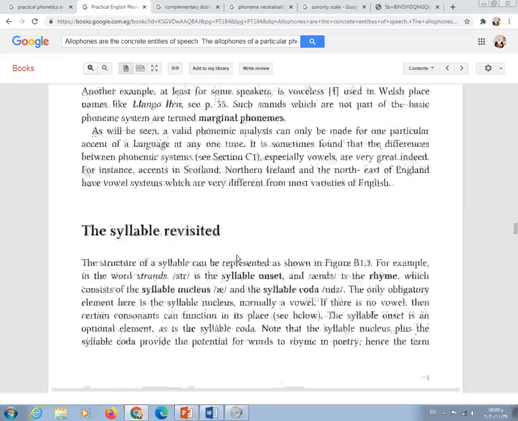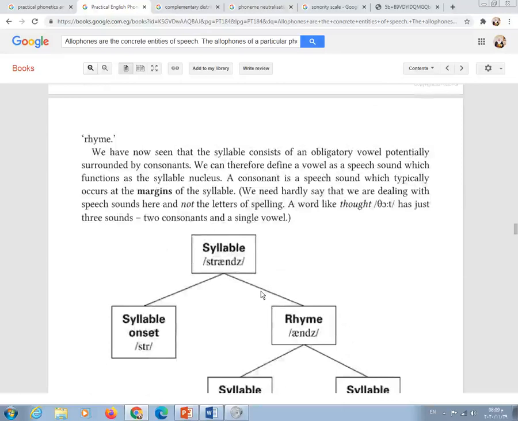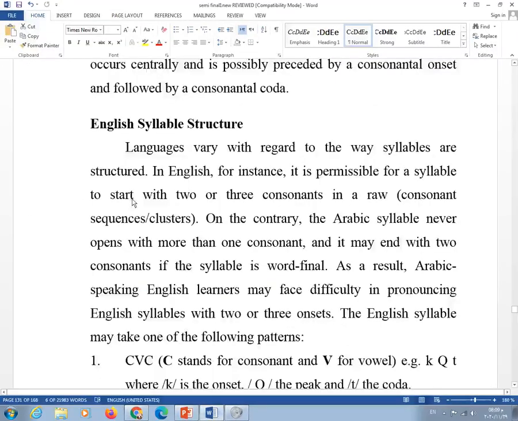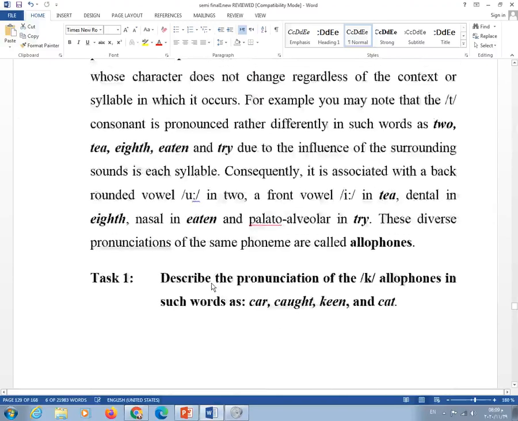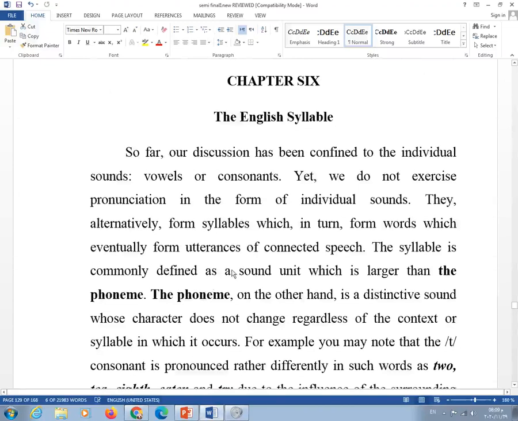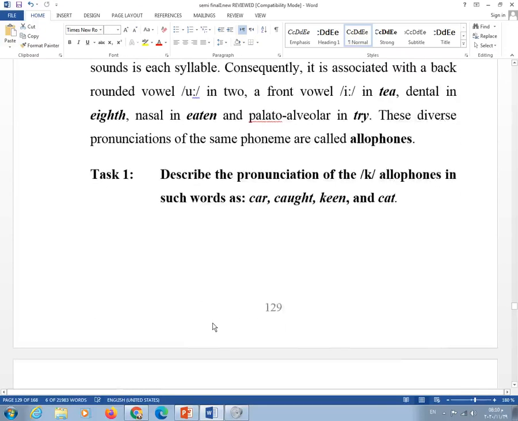Okay, let's move to another thing, which is the syllable. Let's move on to pages 28 and 29. First of all, what is a syllable? A syllable is a sound unit that is higher than the phoneme. We can say that the syllable is commonly defined as a sound unit which is larger than the phoneme. This is a simple definition of this term. And we want to know what the structure of syllables is, and see how languages differ with regard to the different structures of syllables in these languages.